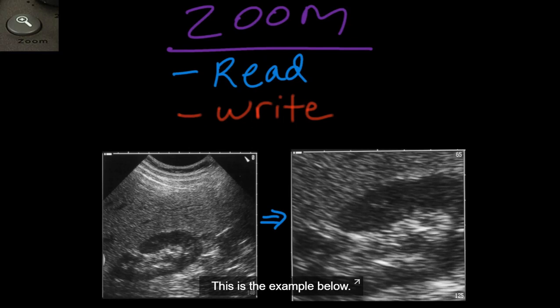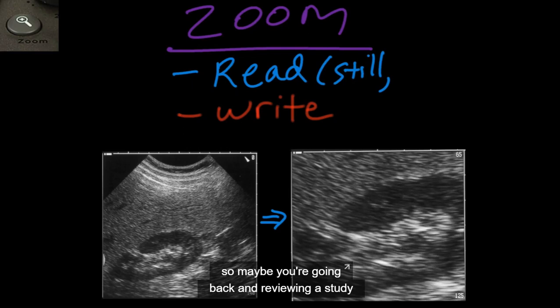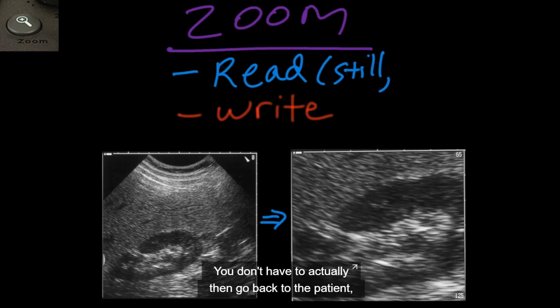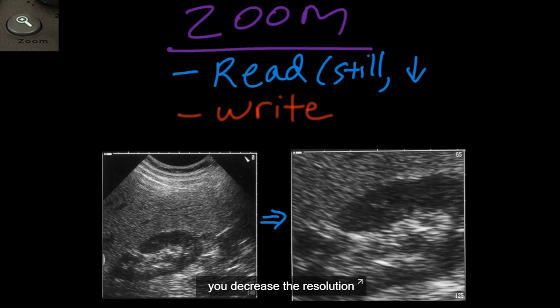This is the example below. The advantage to read zoom is that you can do it on a still image, meaning it's already been acquired. So maybe you're going back and reviewing a study and you see an area you want to zoom in on. You don't have to go back to the patient, rescan them again, and zoom in on this area. The disadvantage is that you decrease the resolution as you zoom in on the area.